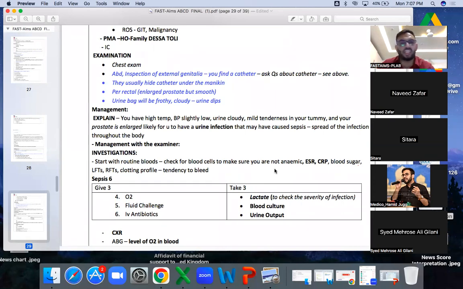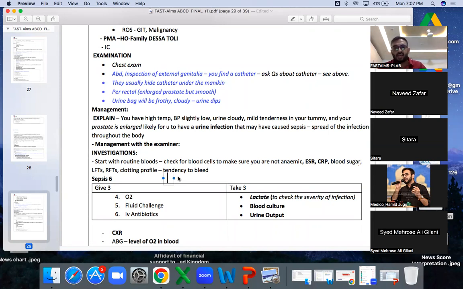You will take proper history and you will manage it, because it is a stable patient. You need not give oxygen. You need not give a rush of fluid because he is already a stable patient. Okay. So you will keep him in emergency.